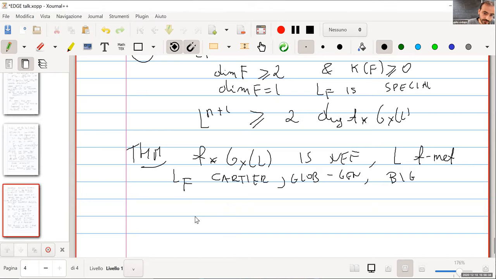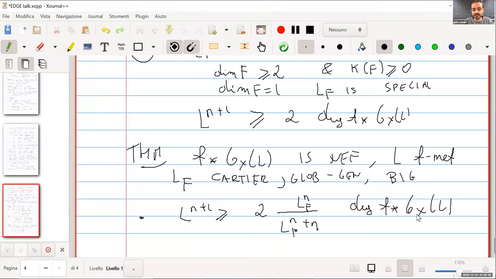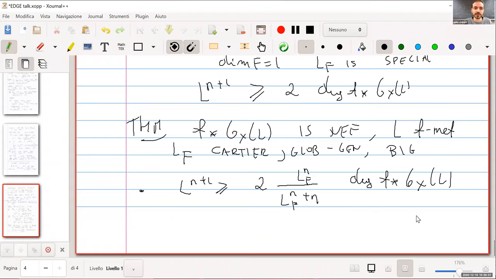Then once you have all of these, you get two things. The standard one is this: L^(n+1) is at least two times the volume of L_F^n, divided by the volume plus n, times the degree of X, L.